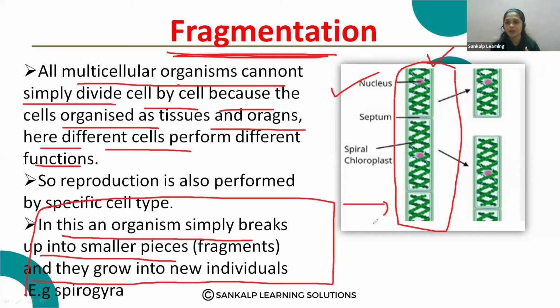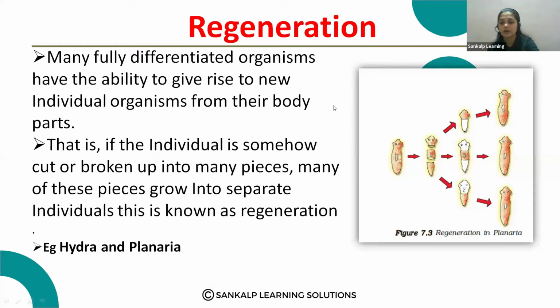That is because Spirogyra is a simple multicellular organism, but in the higher multicellular organisms you can observe tissues, organ systems, everything. These are all performing particular functions in the multicellular organism, so we can't observe fragmentation in all multicellular organisms. Okay, so I hope it is clear what fragmentation is.